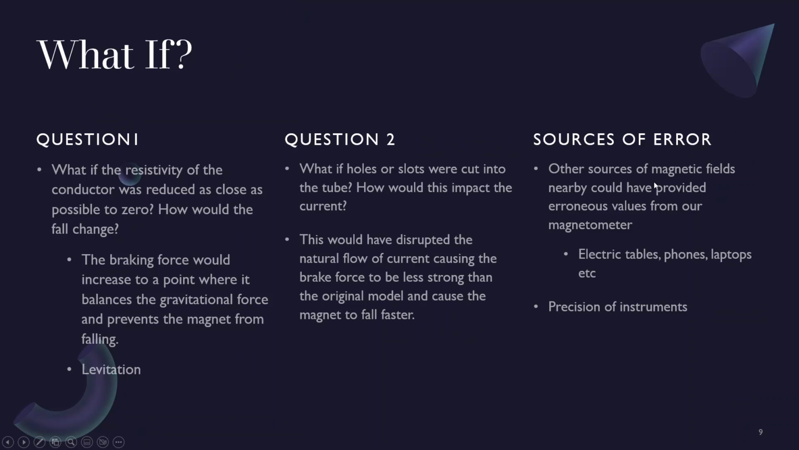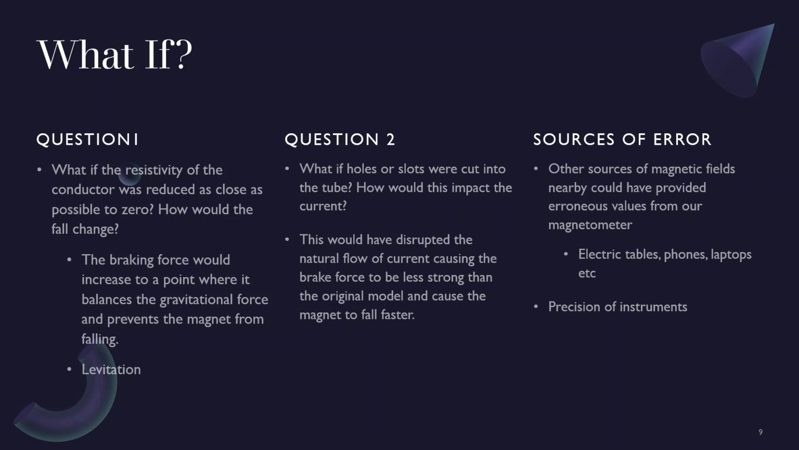And question 1, what if the resistivity of the conductor was reduced as close as possible to 0? How would the fall change? The braking force would increase to a point where it balances the gravitational force and prevents falling, aka levitation.